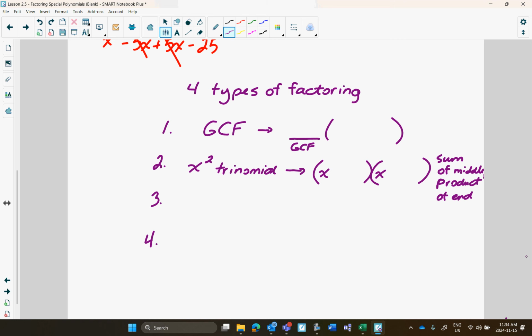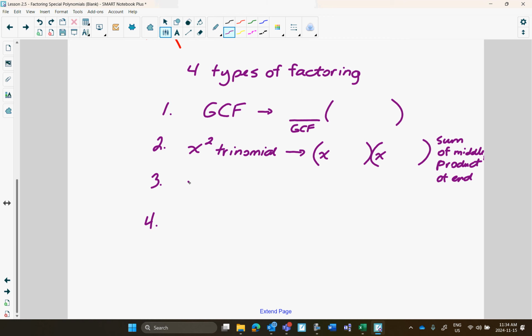Then we threw a number in front of the x squared trinomial, so we got an 8x squared trinomial. Again, it's going to be 2 sets of parentheses. But that's where we did the little rainbow thing, right? We put in guesses and guesses and then did the rainbow to check it. Rainbow to check middle term.